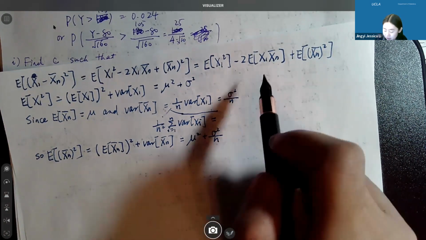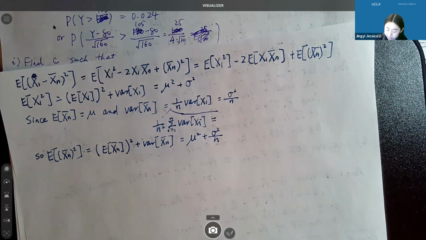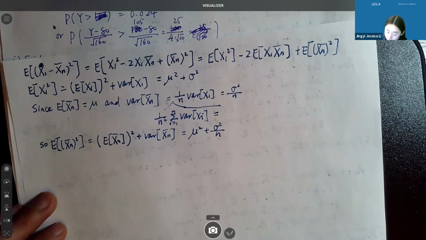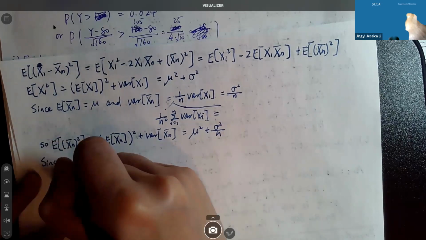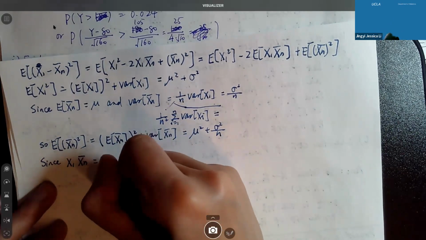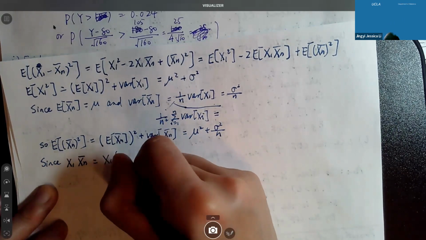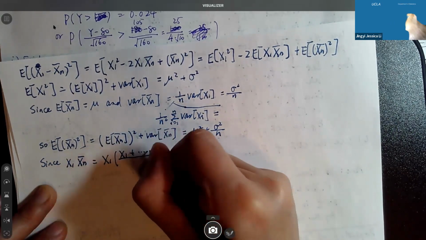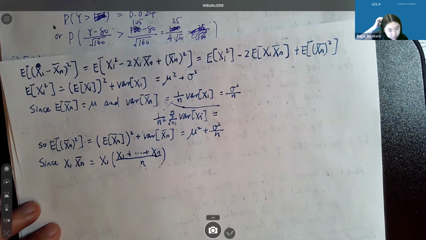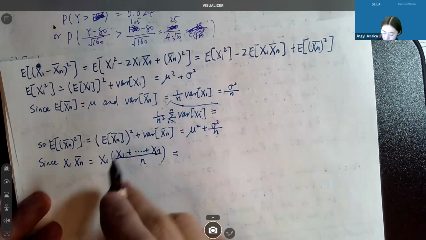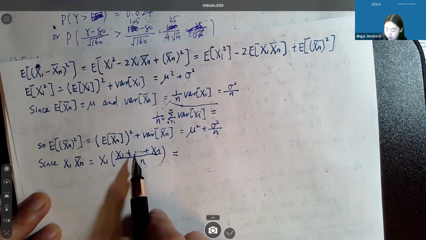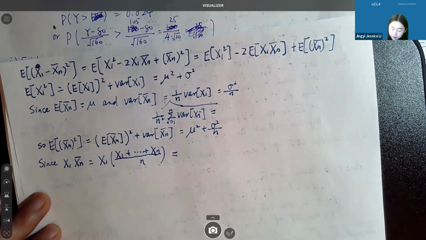Now for the middle term, I need to worry about this X1 times X̄n because X1 is involved in X̄n. So for X1 times X̄n, I'm going to write X̄n out. It's equal to X1 times (X1 plus X2 plus up to Xn) over n. This is the definition of X̄n. You can see that X1 in the sum is special because X1 appears twice, but everything else in the sum is not X1. So I separate them.